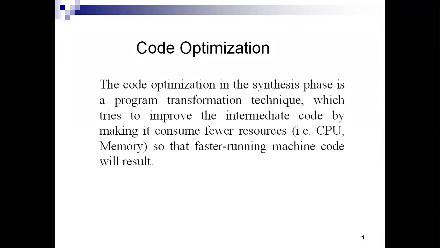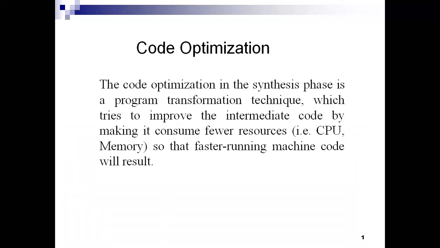The first three phases of compilation, lexical analysis, syntax and semantic, come under the analysis part, and the last two phases, code optimization and code generation, come under the synthesis part. In between we have the intermediate code generator, acting as a mediator between the analysis part and the synthesis part. So code optimization is in the synthesis phase, as we already discussed when studying the parts of the compilers.